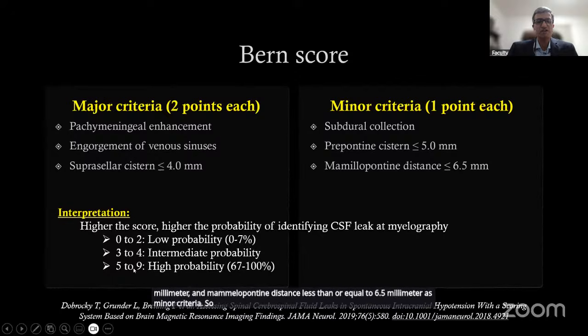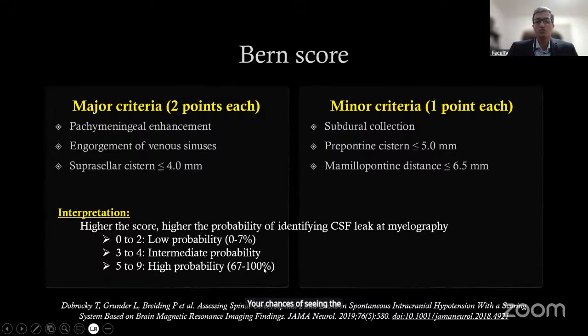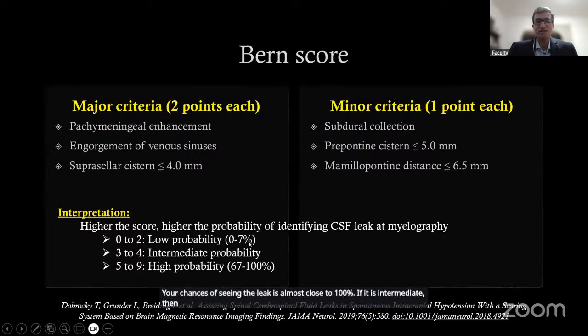So for high probability, you need to have a score of 5 to 9. And if you have this, your chance of seeing the leak is almost close to 100%. If it is intermediate, then it can range anywhere from 7 to 70%. And if it's low, it's pretty low yield. Okay.